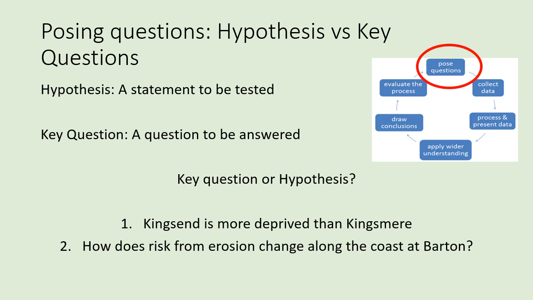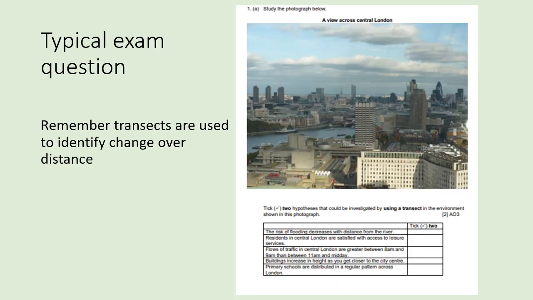And just to show you what it might look like in an exam, this was taken from an exam a couple of years back. And it says, here's a photo of central London. Suggest 2 hypotheses that could be investigated using a transect in the environment shown in the photograph. And the key bit to remember here is that transects measure change over distance. So if you look at these two, you'll see that there's 2 here. First of all, there's the risk of flooding decreases with distance from the river. So that is basically how much does the risk change as I move away from the river. So it's change over distance.